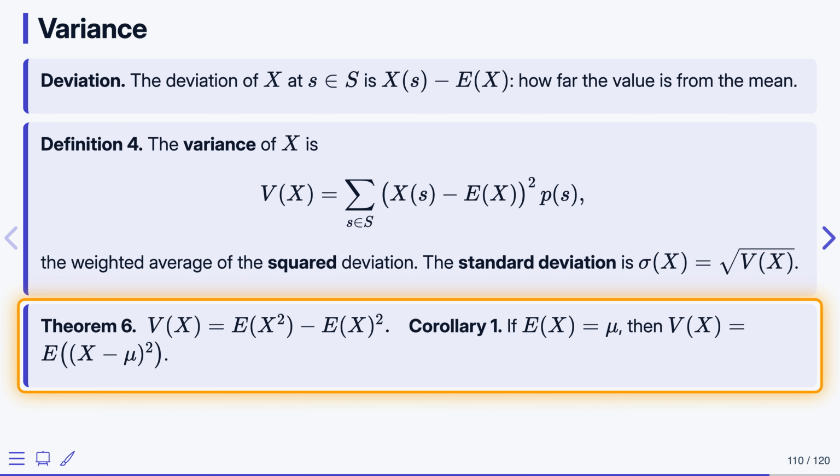Theorem 6 gives a handy shortcut. The variance equals the expected value of x squared, minus the square of the expected value of x. We use that shortcut in both examples next.